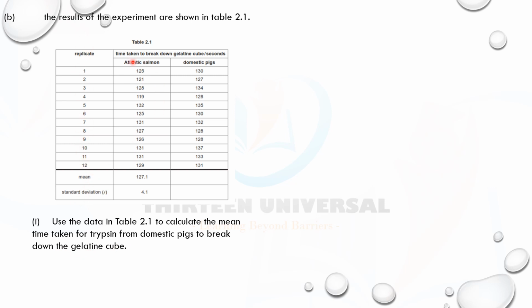Now, time for Atlantic salmon has been done. Mean has been done for you. Okay. Do this very quickly. So this will be what? Get a calculator. Add all of this. Add them up. Right. And then let's see the mean here. Get your calculator, guys. You're going to add them. When you add them up, what will it give you?